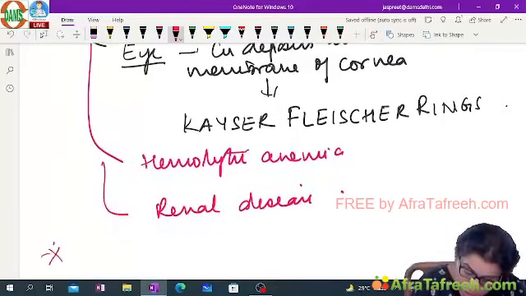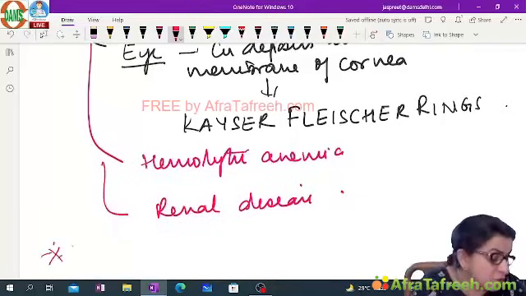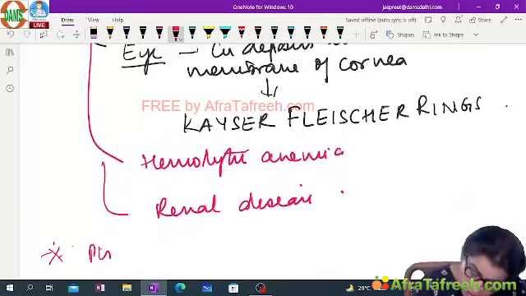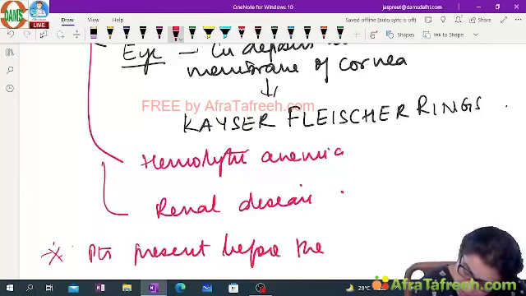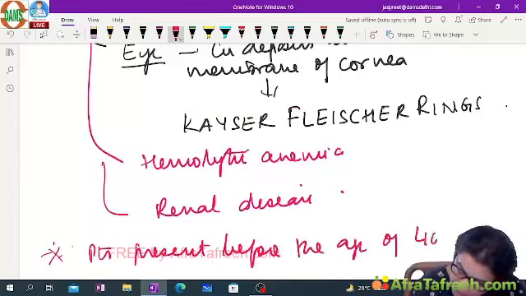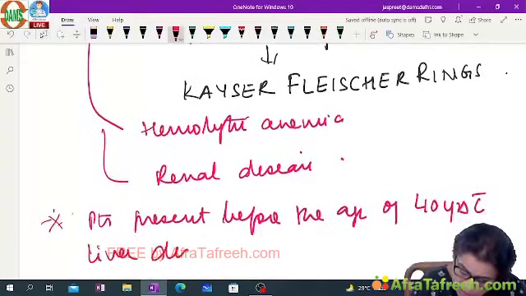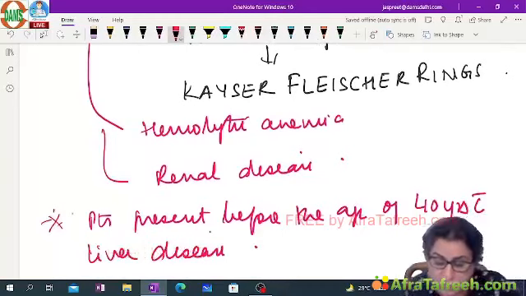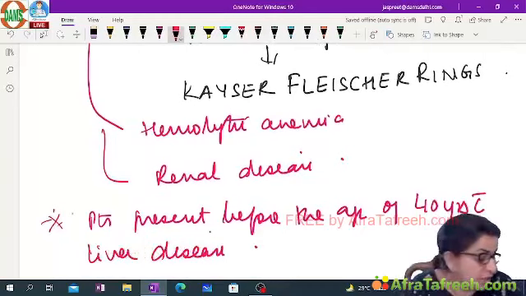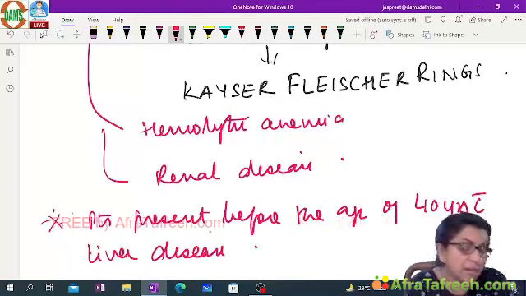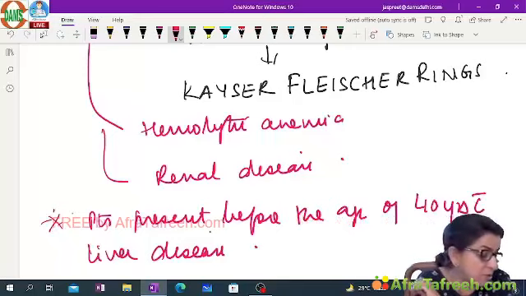And patients usually present before the age of 40 years with liver disease. So they can have hepatitis, they can have cirrhosis, liver failure. So all those can occur. Increased risk of hepatocellular carcinoma.